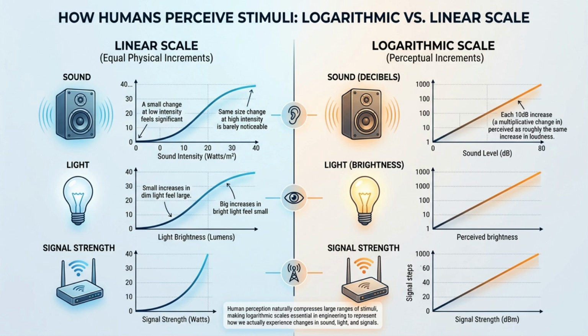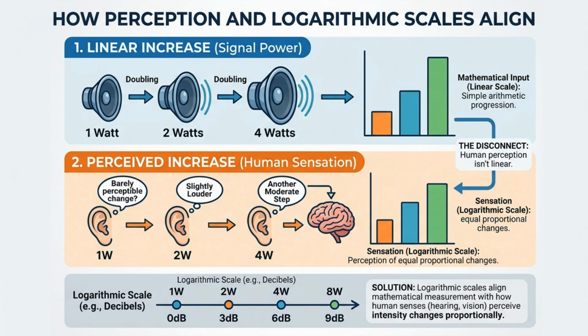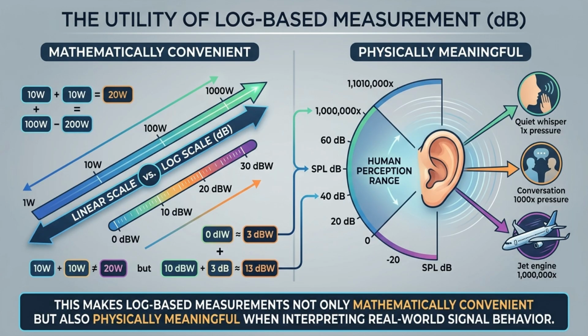Another important reason logarithms are used in engineering is that human perception itself is often logarithmic rather than linear. This means that we perceive changes in sound, light, and signal strength in relative terms rather than absolute terms. For example, doubling a signal power does not always feel like a doubling in intensity. Instead, what we perceive is closer to a proportional change. Logarithmic scales align mathematical representation with how systems behave in practice. This makes log-based measurements not only mathematically convenient, but also physically meaningful when interpreting real-world signal behavior.